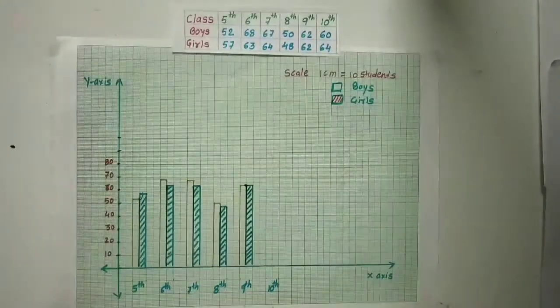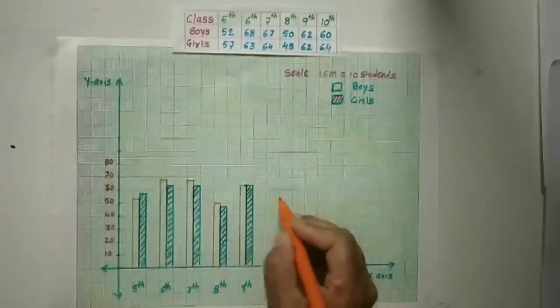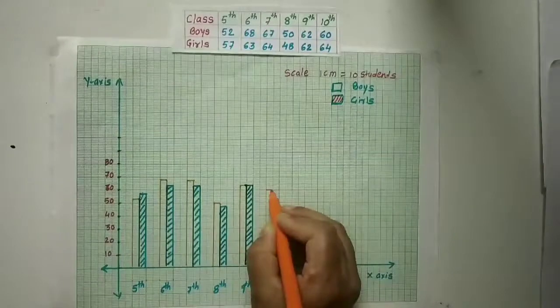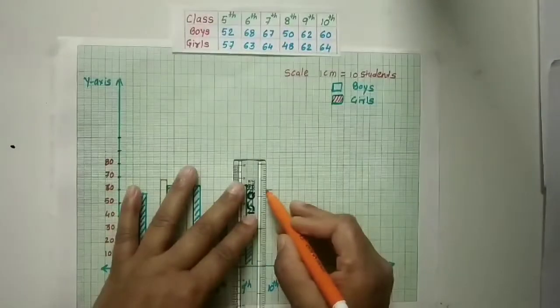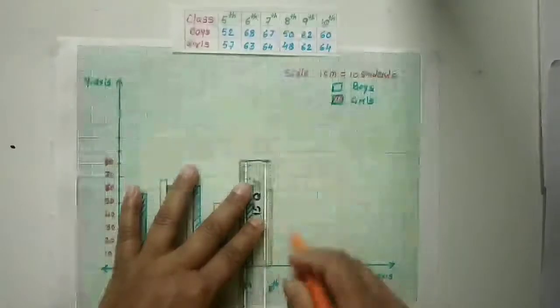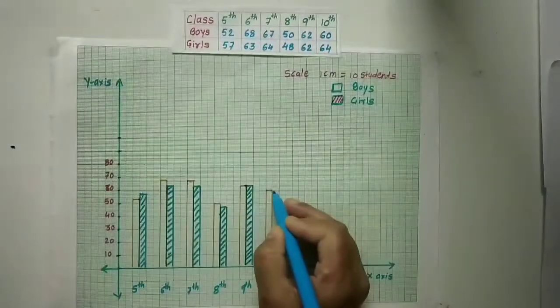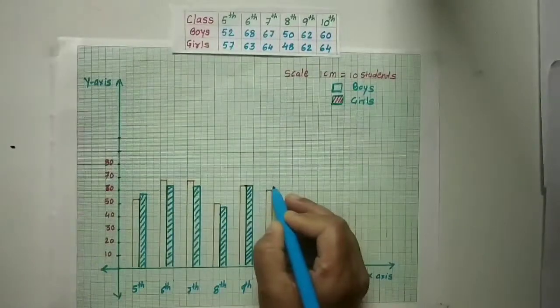Now last one is the 10th standard. 60 boys. And 64 girls. There is 60 here and 64 over here.